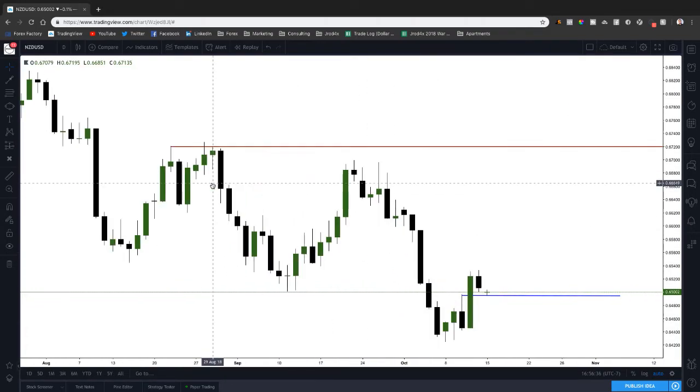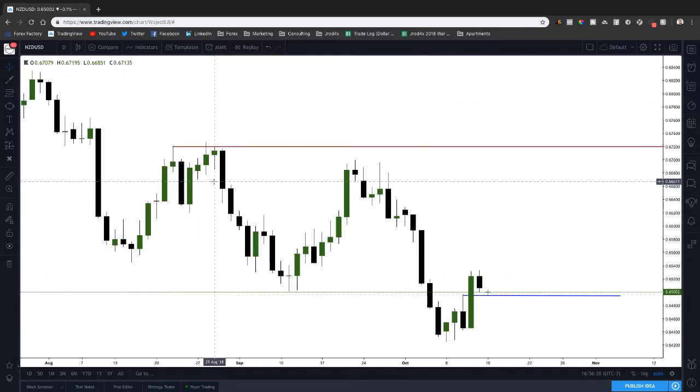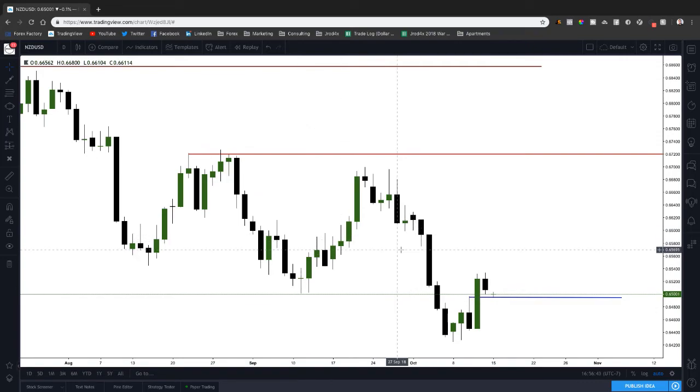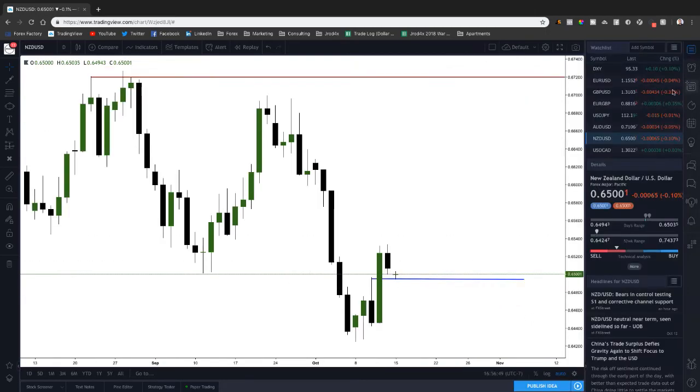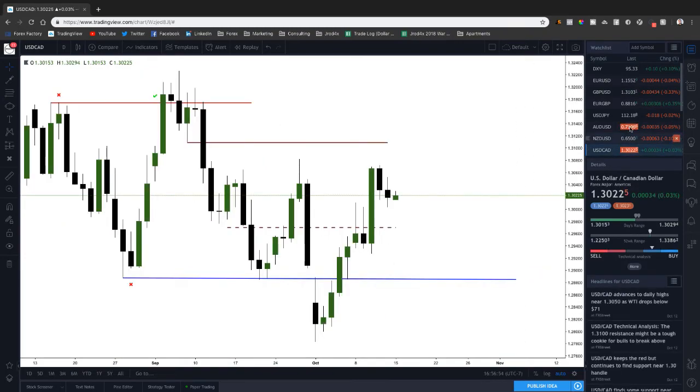There's a lot more behind it if you wait for that. So you want to make sure that you're always waiting for the confirmation. That is a big, big, big key. So keep an eye on NZD. We could see a potential reversal unfolding if we do find some support here.